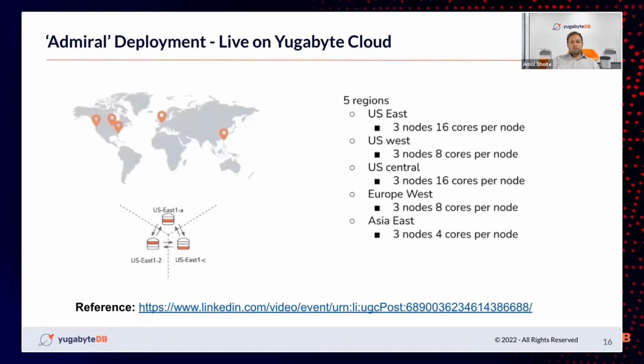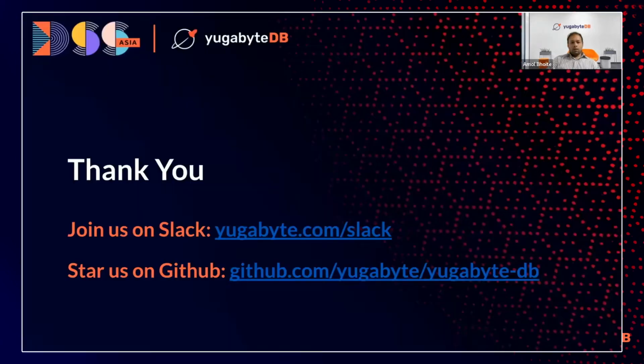Here is the production deployment which Admiral has in the production environment. The deployment is across 5 countries and 3 continents. There is a synchronous cluster across US West, US Central, and US East, and 2 replicas in Asia and Europe. In a nutshell, I would like to say you bring the applications and we will handle the database operations for you effortlessly. So that's it from my side.